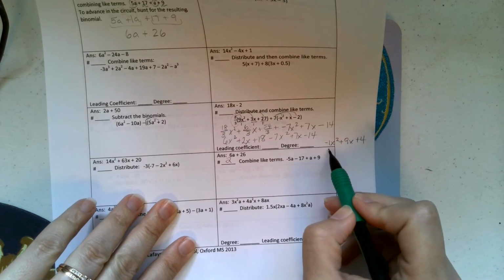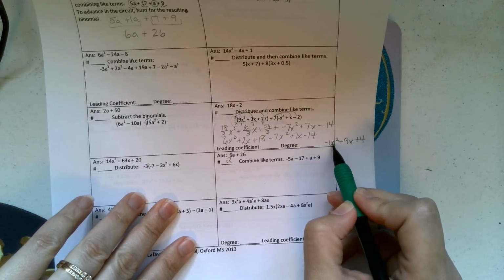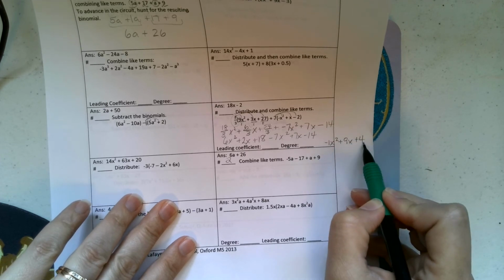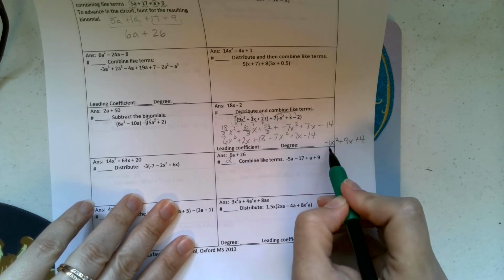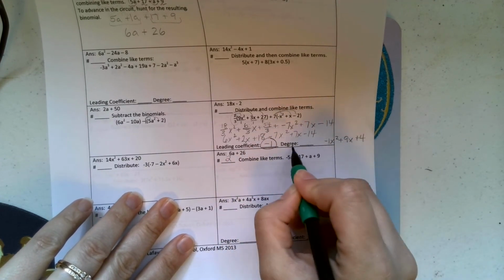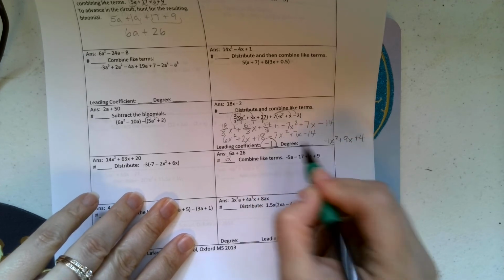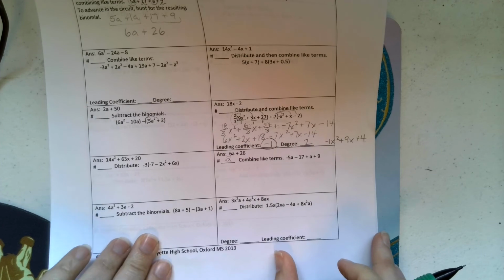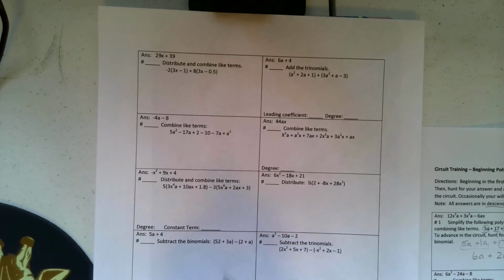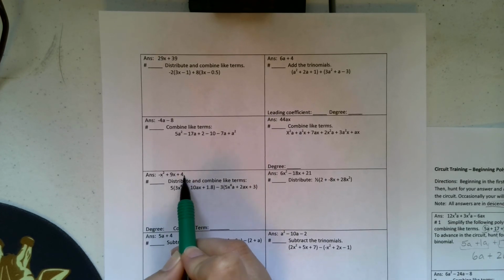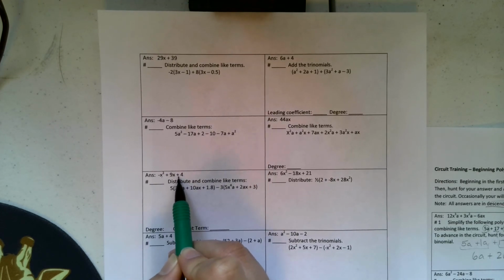In order to do that, first check, is this in decreasing order? I wrote it on purpose. X squared, regular x, constant. Has to be like that. The leading coefficient is the coefficient of that term. So here, this is -1. And the degree is the exponent of the leading term, so 2. So we're looking for leading coefficient and degree for our polynomial, here it is, -x squared plus 9x plus 4. Okay, so that's where this will go next.